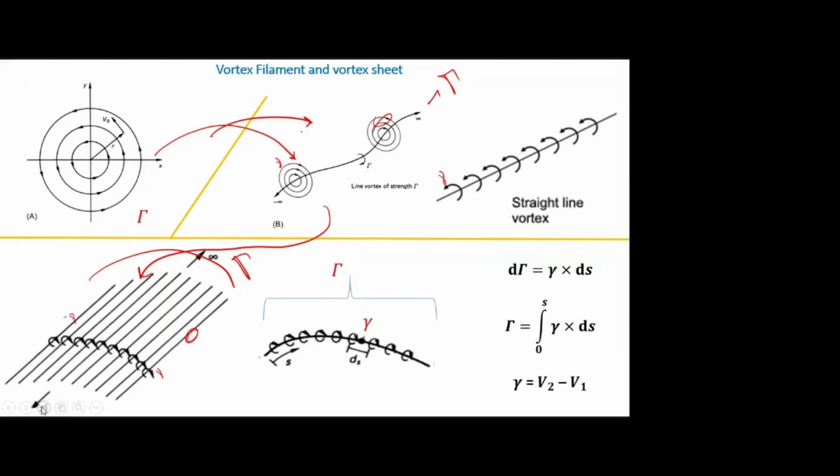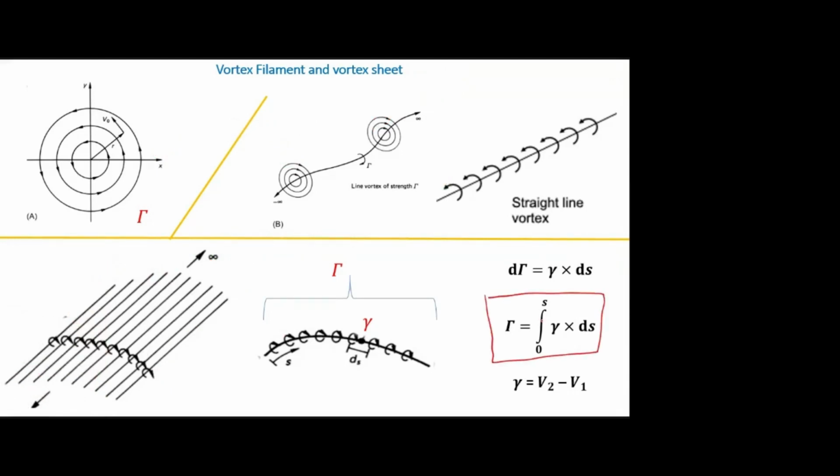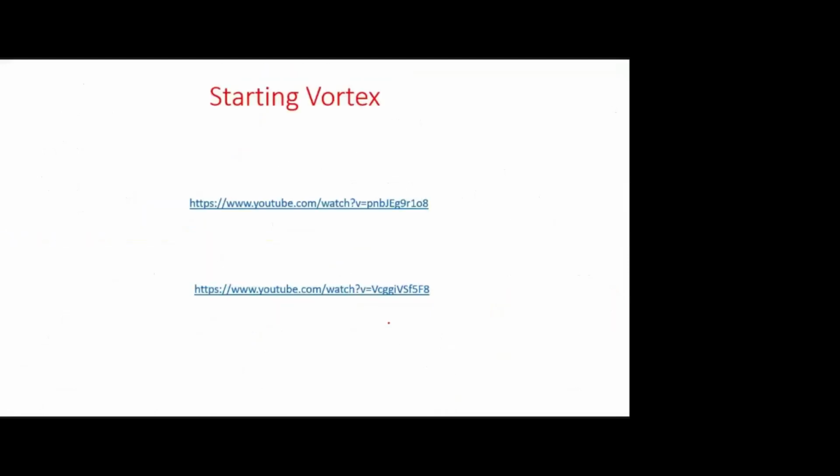Is that clear? Okay. So it will be the integral from 0 to s of gamma ds. This equation we will use in the second unit, where gamma is the velocity difference, because mostly we'll take 2D only. In the 2D case, what is visible is only these vortices; these lines are not visible. So we assume the strength of the complete vortex filament itself is small gamma in this aerodynamics. Okay, this is the basics.